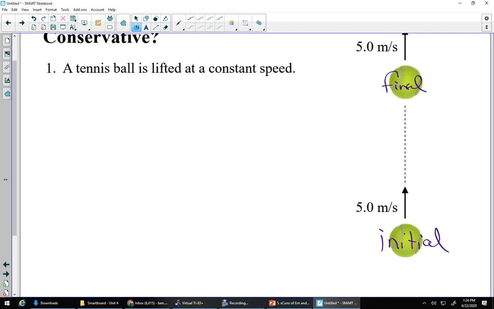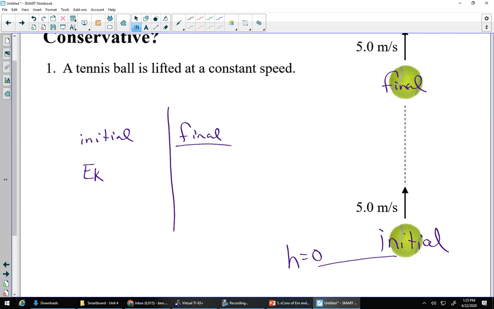So this ball is moving at a constant speed. I just randomly chose 5 meters per second. So initial, we've obviously got some kinetic energy, right? Because it's moving, things are moving. I know it's got kinetic energy. That's all I've got initially, especially if I call this a height of 0. 0 height means 0 gravitational potential energy.